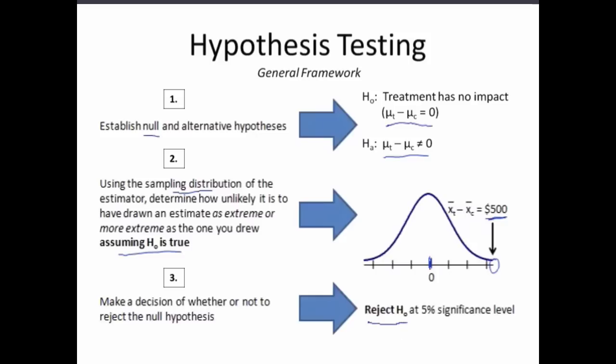Now, if we had observed a smaller difference, say $100, which falls here on the sampling distribution, we'd have to say that this is not so unlikely even given our null hypothesis of no impact, even if that were true. And so in that case, we'd fail to reject that null hypothesis, and we would be unable to conclude that this difference was statistically significant.